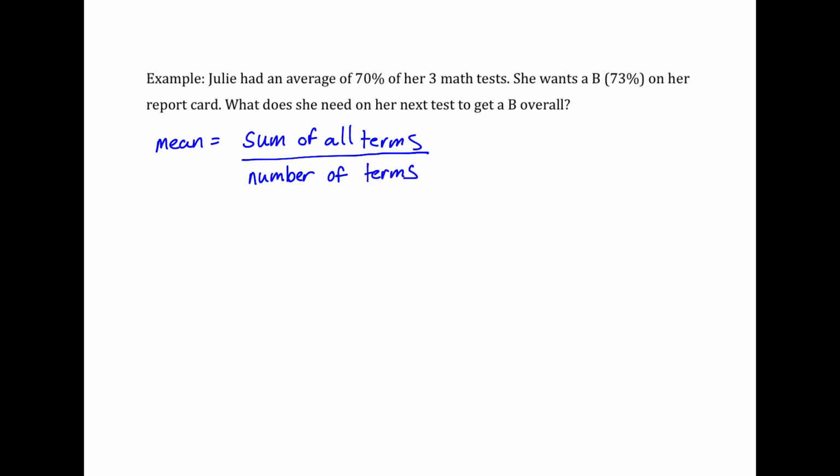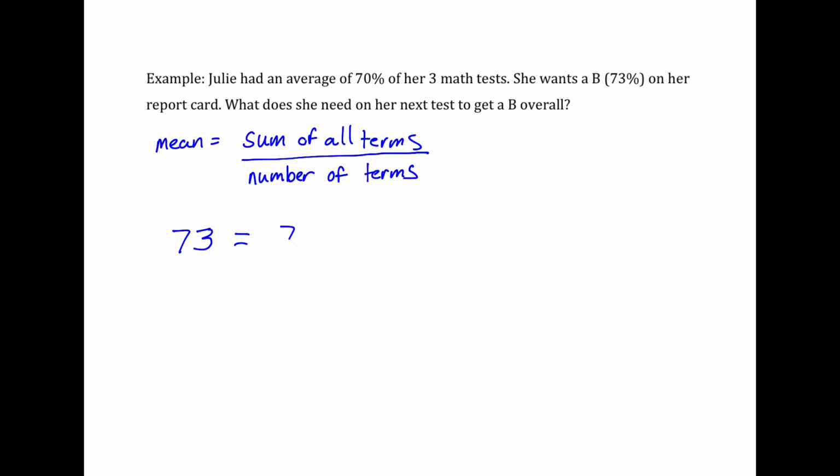So in this case, I'm missing one of my terms, right? I know what the overall average has to be. So I know the mean has to be 73. So what are all the other tests in this case? Do I need to know what each of the tests are? No. What do I need to know? Their average is 70. So if you get an average of 70 on 3 tests, it doesn't matter what numbers they were. It has the mathematical effect of getting 70 three times.